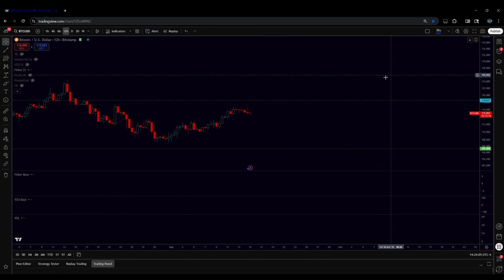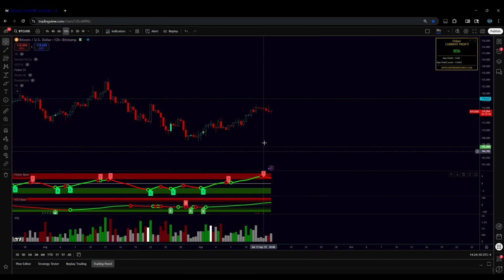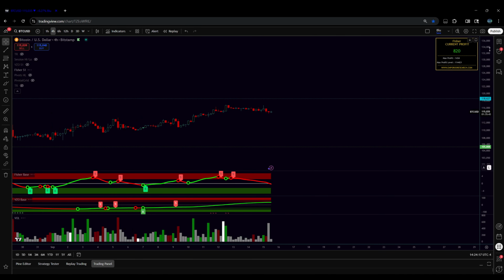So as we keep going down the top-down approach, okay, we had a sell recently on the 12-hour on the 13th. We're 820 points up there, 6-hour, 1,000. So we actually been doing really good.